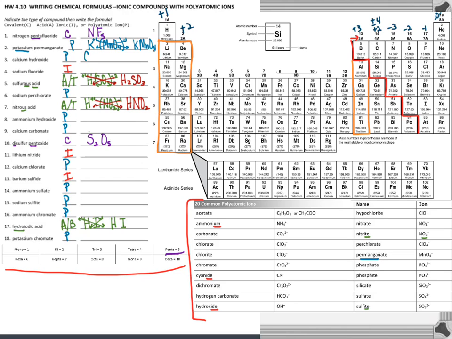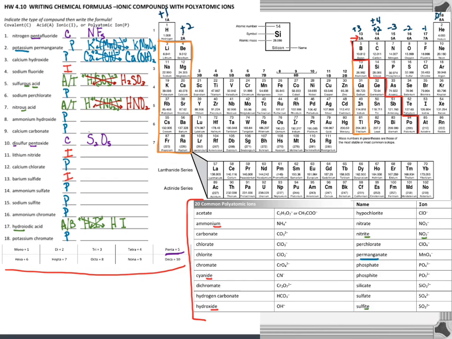Next, we have calcium, which is in group 2, so it has a charge of 2. And we have hydroxide, and hydroxide has a charge of -1. I'm going to crisscross these. So it is going to be Ca(OH)2. Make sure you write those parentheses in there if you have more than one polyatomic ion.